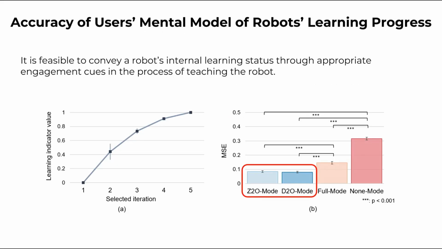Moreover, we measure the accuracy of humans' mental models by comparing the robot's actual learning progress with participants' perceived robot learning progress. Results show that our proposed 2 types of learning engagement help participants maintain a significantly more accurate mental model.